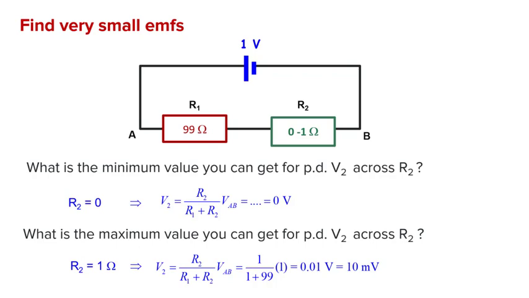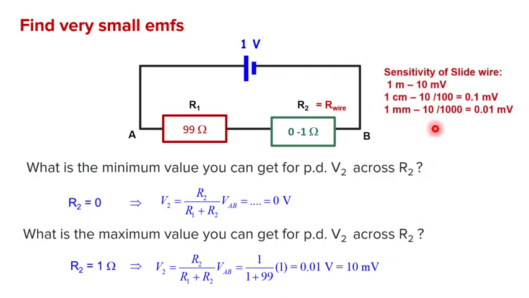Now, if we imagine this resistor R2 as our slide wire, what do we see? By adding an additional resistor in series with our slide wire, we can actually reduce the potential difference across the slide wire to 10 millivolts. Hence, if this slide wire is 1 meter long, then for every 1 meter of the wire, we will have a drop of 10 millivolts, which is, for 1 cm, equivalent to 0.1 millivolts. And for 1 millimeter, that is equal to 0.01 millivolts.